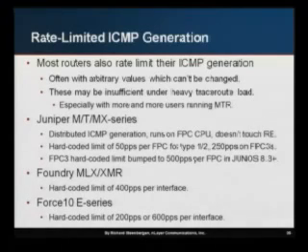The Juniper MT-MX series is distributed ICMP generation. It happens on the FPC CPU, so it doesn't touch the routing engine, but there's a hard-coded limit. It depends on the type of FPC, and they've changed it in recent versions, but they haven't bumped it. It's not configurable. It's not explicitly clear what some of these values are, and for certain old routers, it's still a very low limit. So 50 packets per second, not much at all.